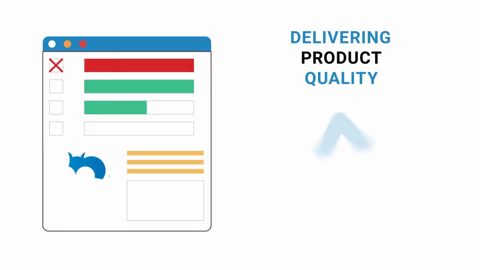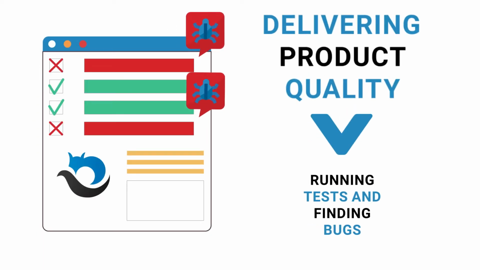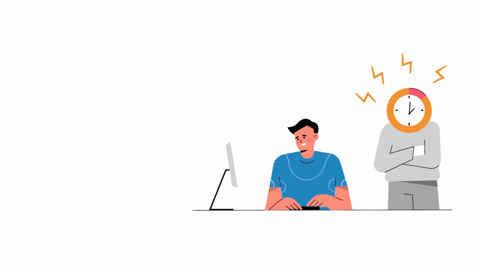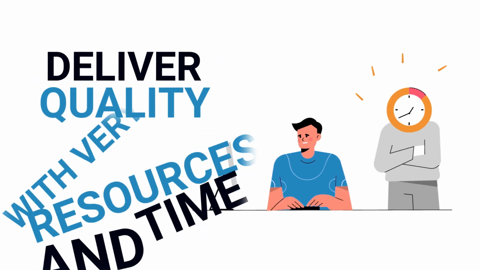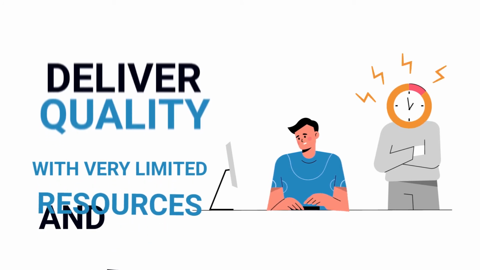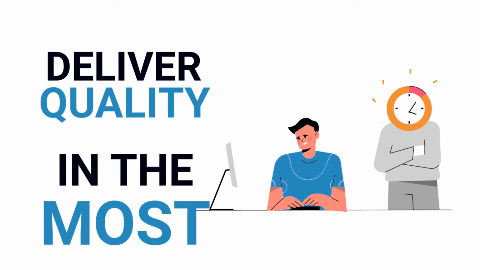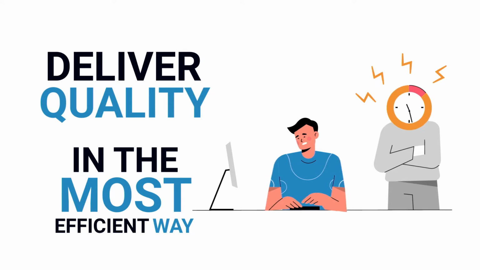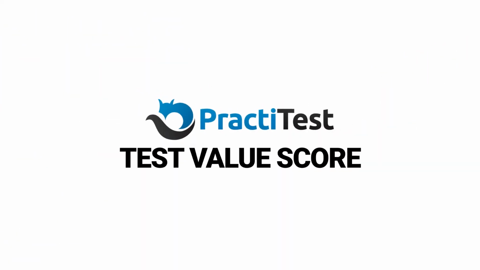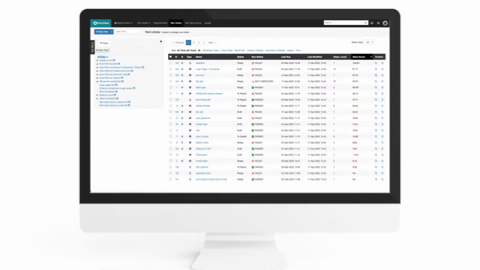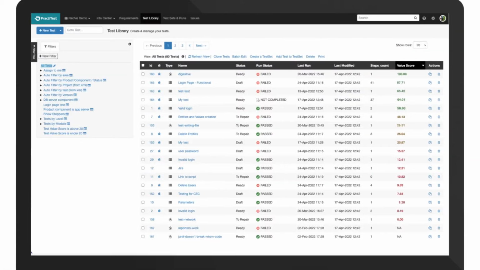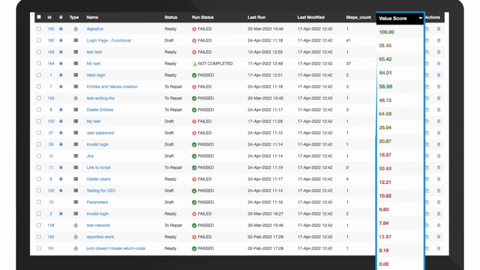Delivering product quality is more than just running tests and finding bugs. Test managers and architects need to deliver quality with very limited resources and time, and make sure their team is running the tests in the most efficient way. This is why PractiTest is introducing the Test Value Score, an AI-powered feature giving each one of your tests a score based on the analysis of the actual testing in your projects.